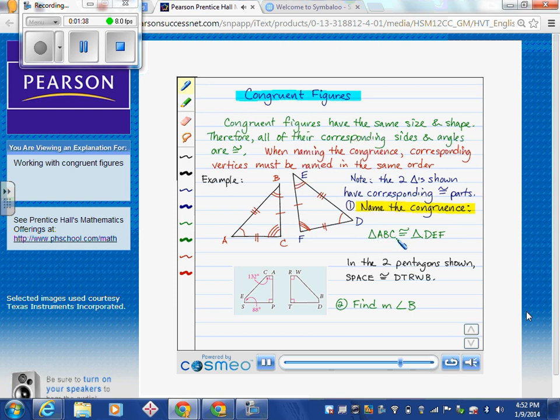Now you could have begun with a different triangle or with a different vertex. Okay, so for example, if you had begun your triangle by naming it triangle BAC, there's nothing wrong with that. But then that would be congruent to triangle EDF, right? B corresponds to E, A corresponds to D, and C corresponds to F. Okay, so you would have named your triangles like so. All right? Well, let's look at a second example then.